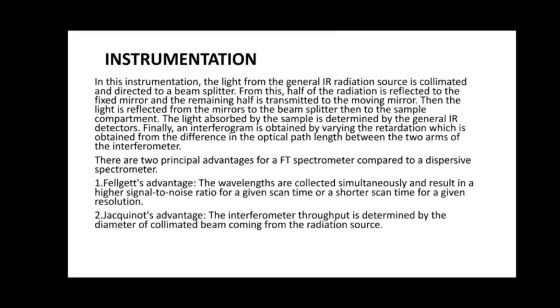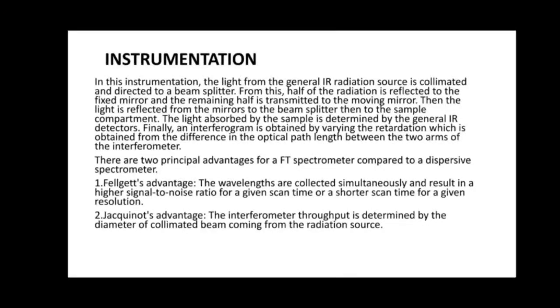Instrumentation. In this instrumentation, the light from the IR radiation source is collimated and directed to a beam splitter. From this, half of the radiation is reflected to the fixed mirror and the remaining half is transmitted to the moving mirror. Then the light is reflected from the mirrors to the beam splitter, then to the sample compartment. The light absorbed by the sample is determined by the IR detector. Finally, an interferogram is obtained by varying the retardation, which is obtained from the difference in the optical path length between the two arms of the interferometer.